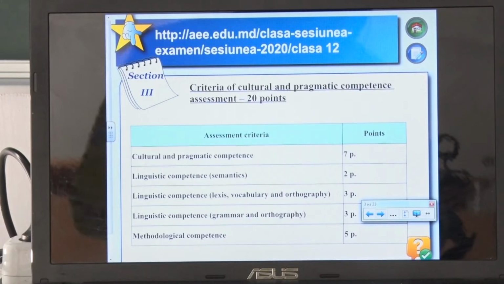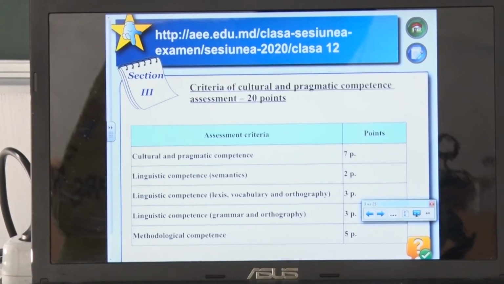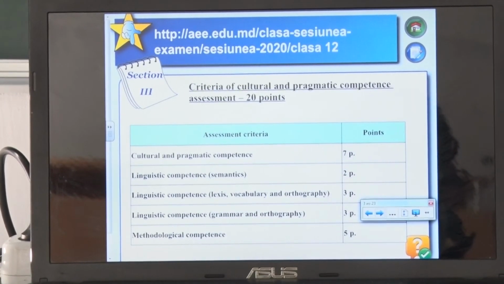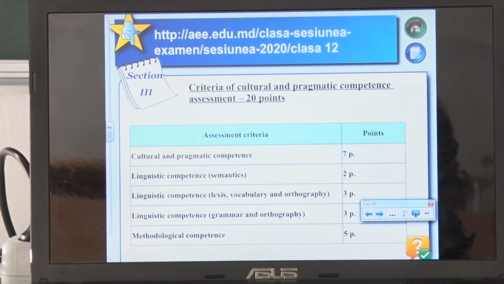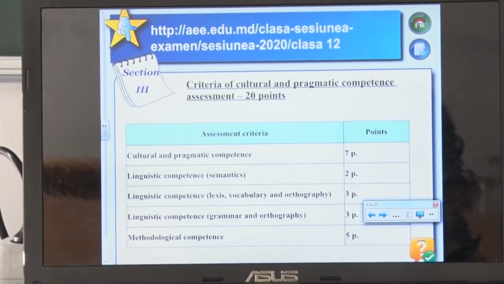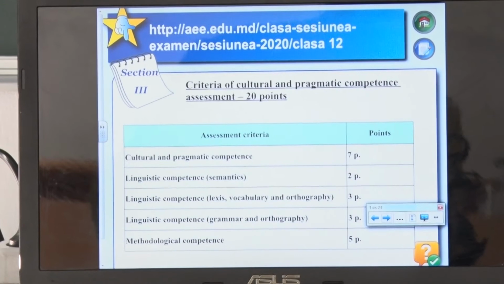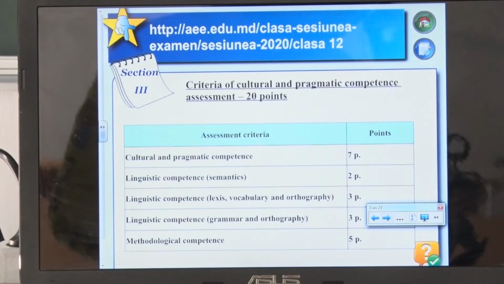If you have already started to prepare for the Baccalaureate exam 2020, for this session, maybe you have used, and definitely you have already used this link, aee.edu.md. Today at this lesson we are going to work separately on section 3. And first, I'd like to show you the criteria of cultural and pragmatic competence of the assessment, and you can see that it has in total 20 points. Let's see what are exactly these criteria.